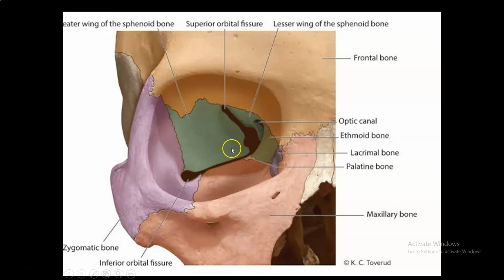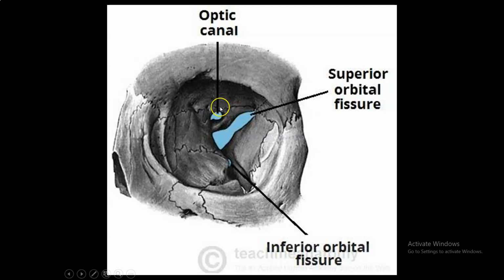So our concern about the sphenoid bone here, again: lesser wing of the sphenoid, greater wing of the sphenoid, superior orbital fissure, optic canal, and articulation between the greater wing of the sphenoid and the zygomatic bone here.